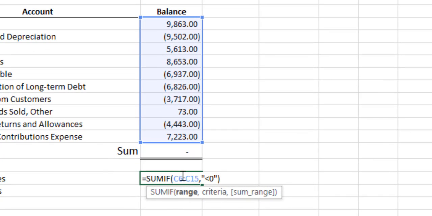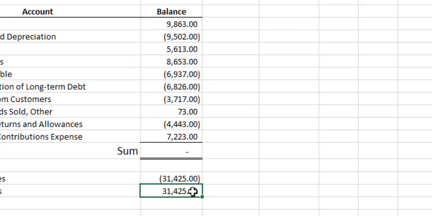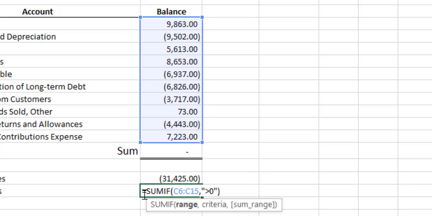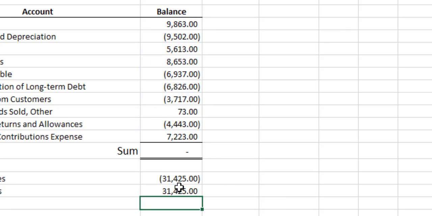SUMIF C6 colon C15 comma less than 0, this will give you the negative value, and similarly begin your formula with the equal sign, write the function of SUMIF, then give the range of this data C6 colon C15 comma greater than 0. So this will give you the value of positive values. So this is how you can use this SUMIF with ampersand.